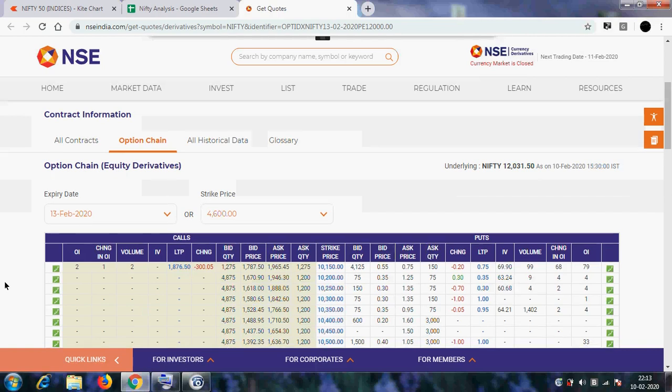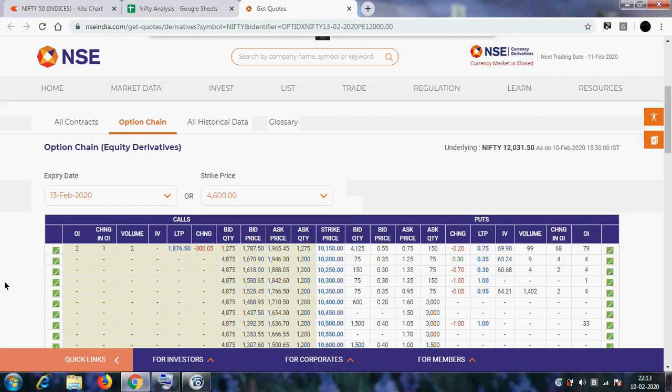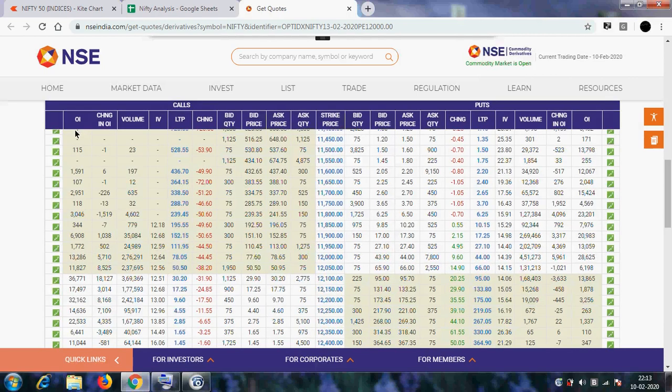Now if you see the leftmost column, OI, open interest, 36 lakh, the highest open interest is at 12,100. So this is going to be critical on the upside. Then we have 32 lakh open interest at 12,200. So after 12,100 we have maximum buildup at 12,200. Similarly, on the put side we have the highest buildup of 28 lakh at the 12,000 level, and the next one is 23 lakh at 11,800.